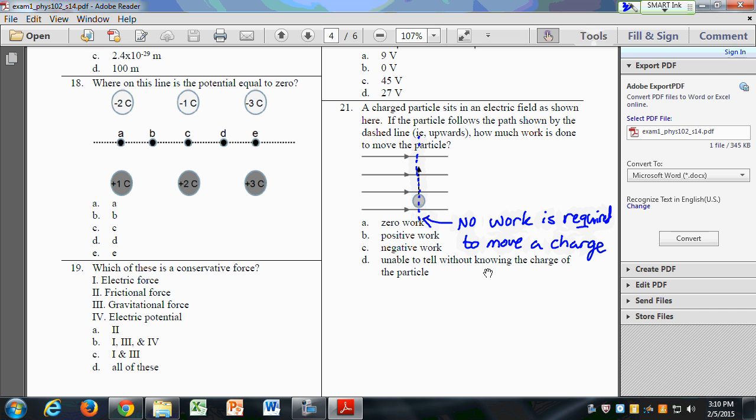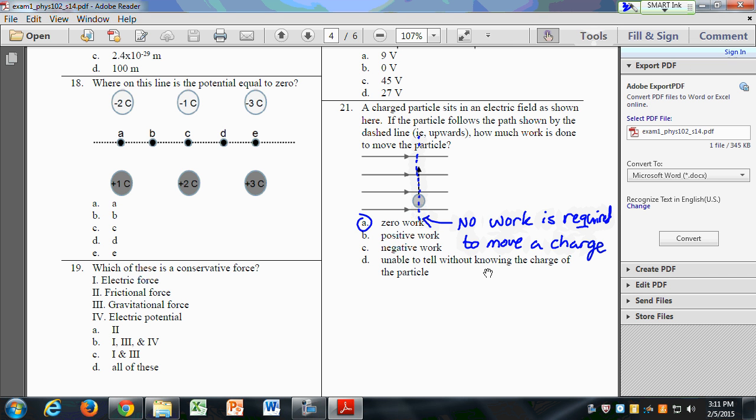Equipotential means the same potential energy. And so if the energy of your charge doesn't change, then you don't require any work to move it, because you're not changing its energy. So no work is required to move that charge. In this question, for example, how much work is done to move the particle? It would be A, 0 work, because I'm moving along an equipotential line.